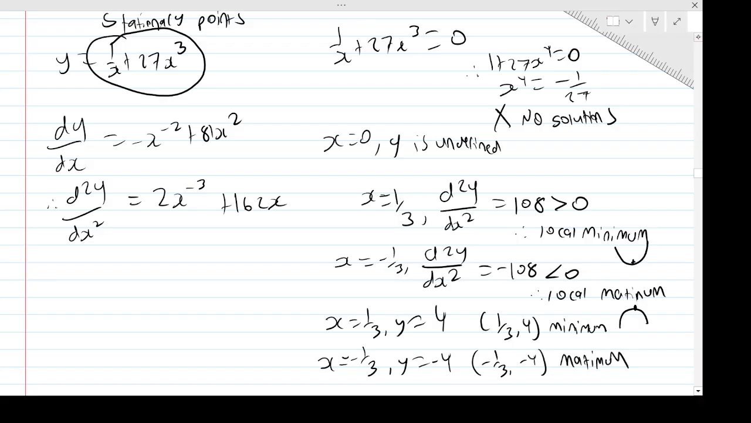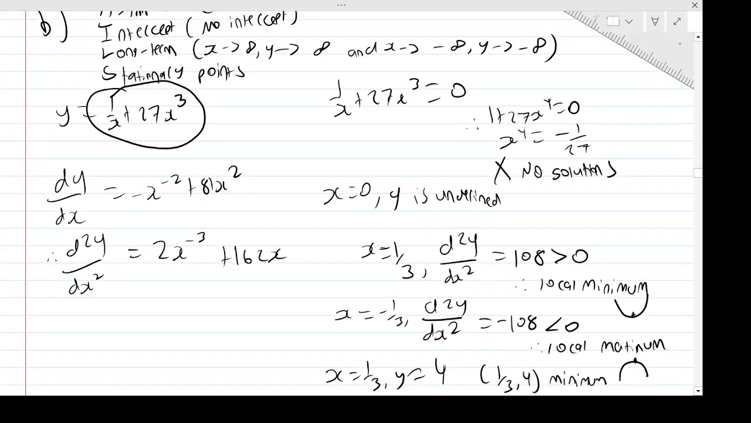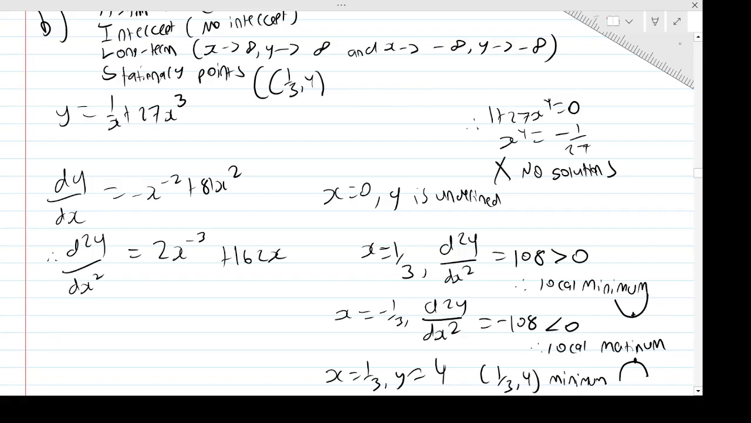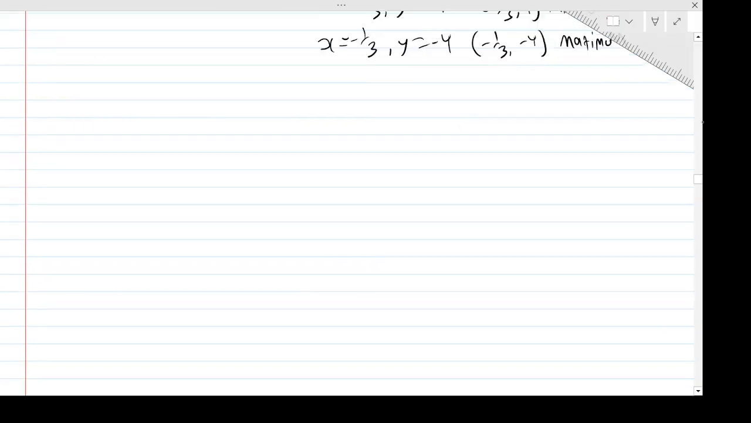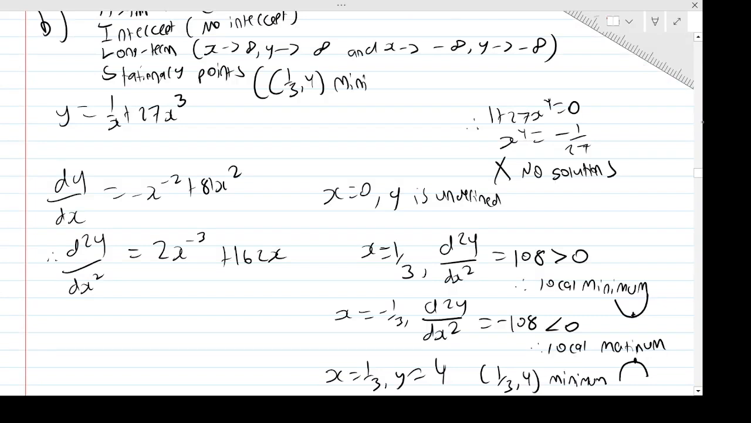So now we've worked out all the ingredients to deduce the shape of the curve. So the stationary points are, I'm going to add that, a third and 4 is a minimum, sorry, and minus a third and minus 4, those are the two stationary points, right? That's a maximum. So now we have all the ingredients, the key behaviours and the values of the curve.